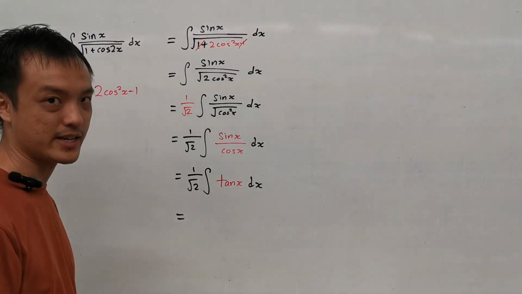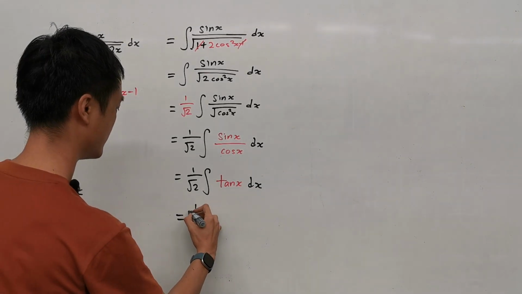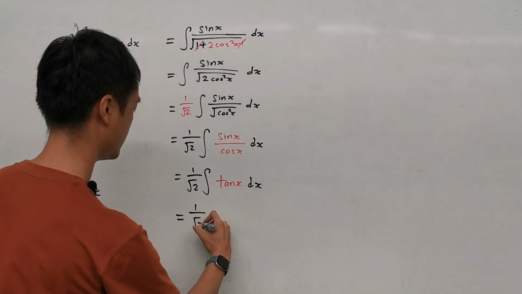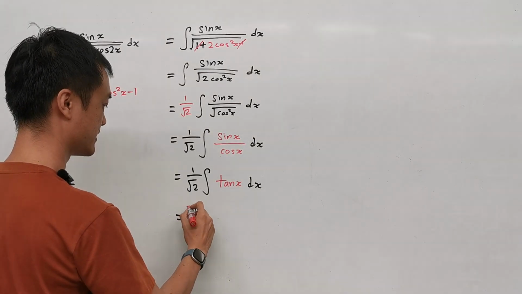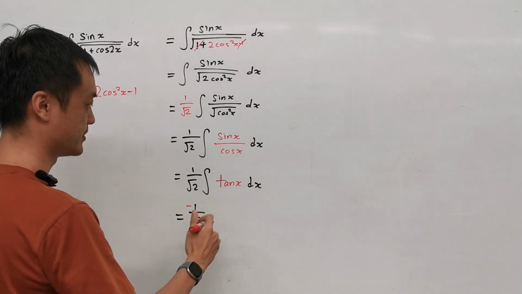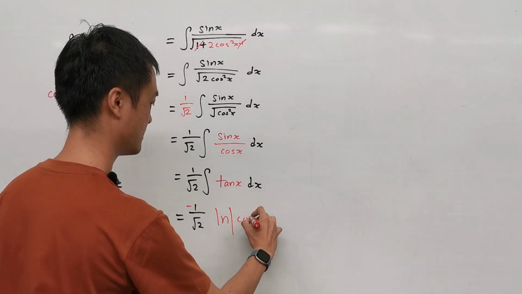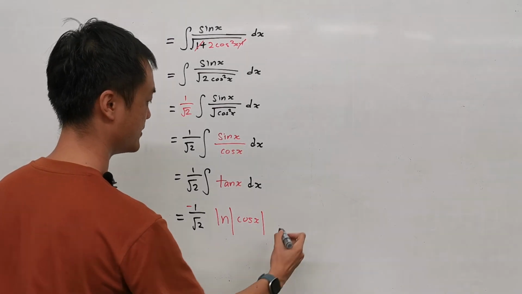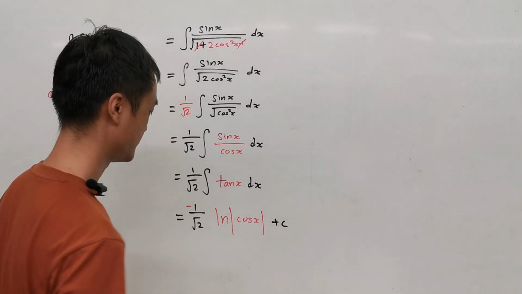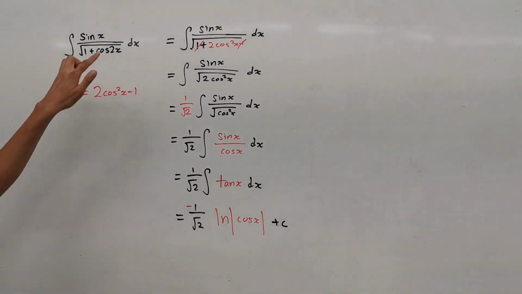How to integrate tangent x? We'll follow what is inside our formula sheet again. For the constant term, we'll copy over. And the answer will have a negative sign. We'll add a negative sign over here. And it will be ln cosine x. And remember to plus c. So that's the solution for this integration.